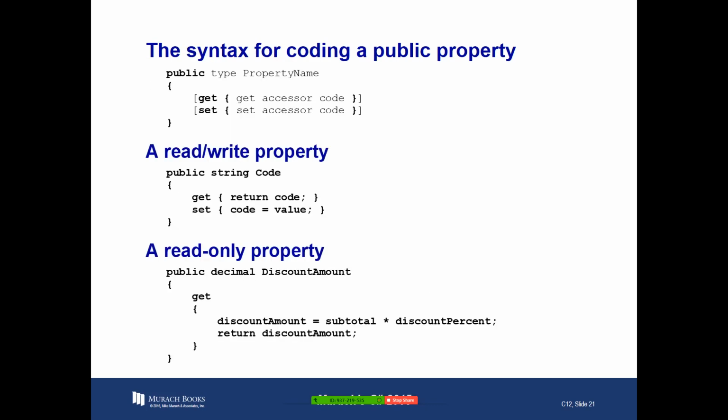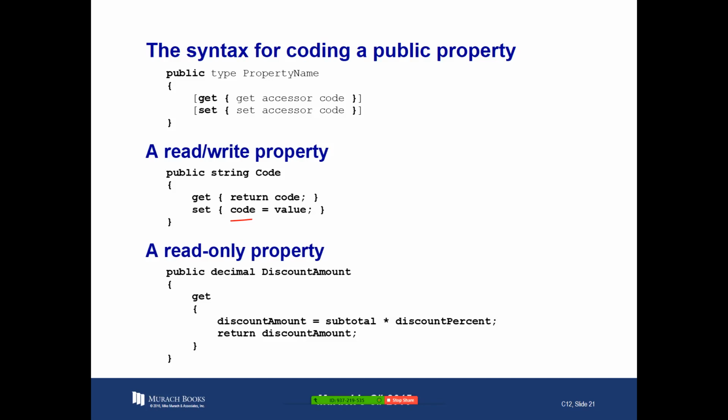And here, syntax for coding a public property. This is accessible from the outside. This is the get accessor code, and the set accessor code. The property is accessible on the outside. This is where we have read write, where we have a set, whereas read only we do not have a set.